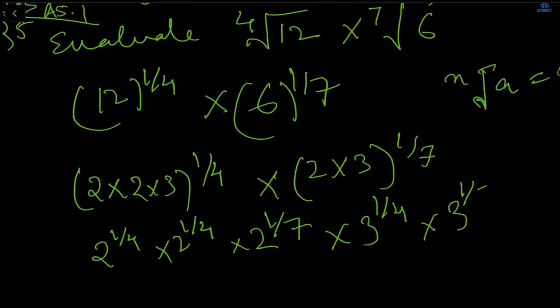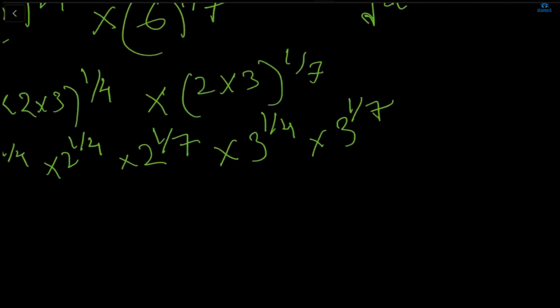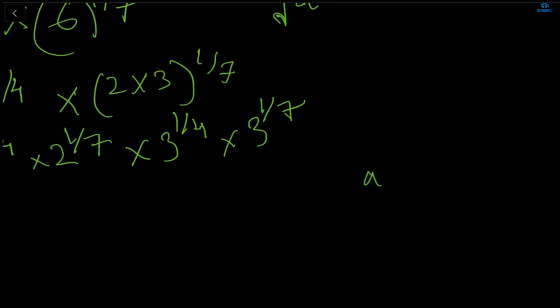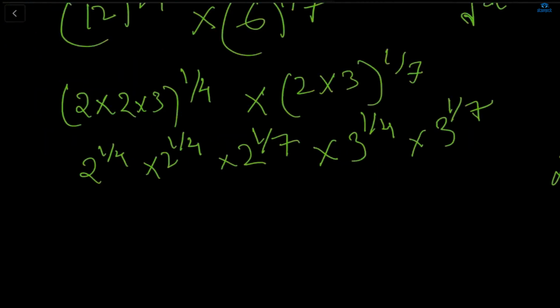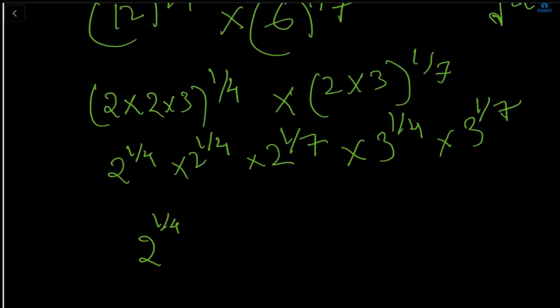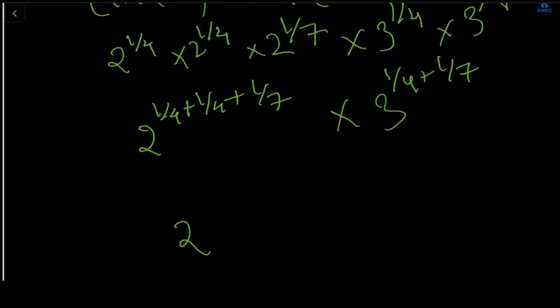Now when we have the base same and the power different, like if you have a to the power m multiplied by a to the power n, it can be written as a to the power m plus n. Yes, we add the powers. The same thing we are going to do here: 2 to the power 1 by 4 plus 1 by 7, multiplied by 3 to the power 1 by 4 plus 1 by 7. Now you're going to take the LCM and solve it. So you'll get 28.